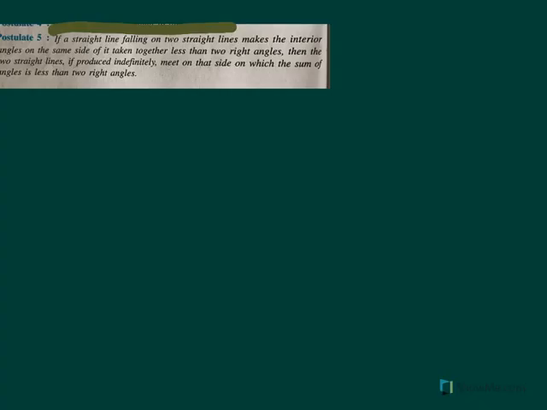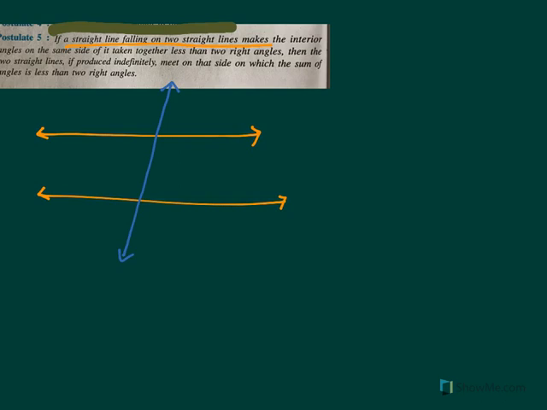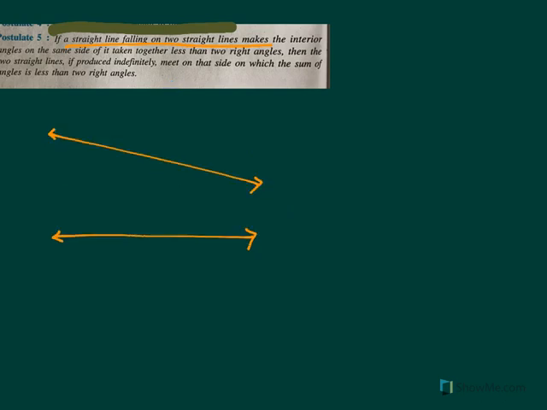This is a long one, so we go a little slow on it. If a straight line falls on 2 straight lines, so I have one straight line, and I have another straight line, and I have a straight line falling on these 2 straight lines. They need not be parallel. Earlier I drew them parallel, but who said the lines are parallel? They have not mentioned that. So I just draw any 2 straight lines, yellow, and I draw another line, a blue line, which falls on these straight lines.